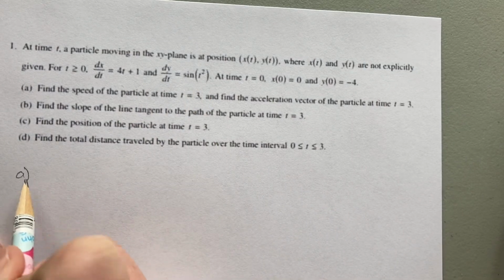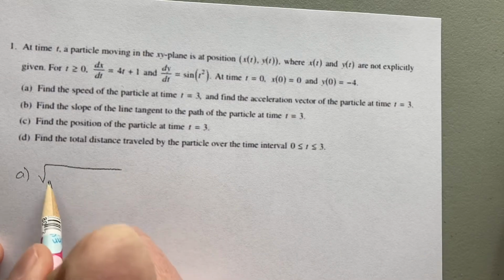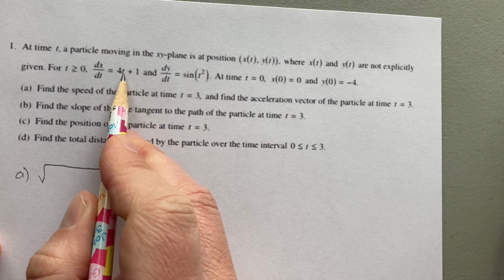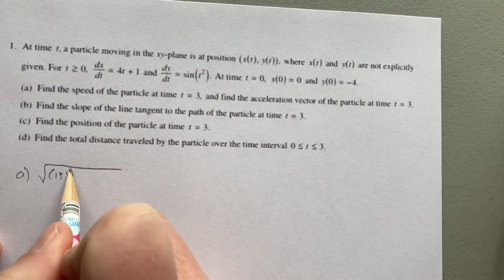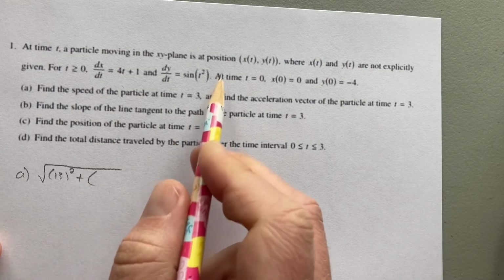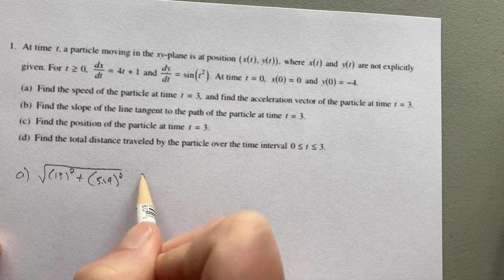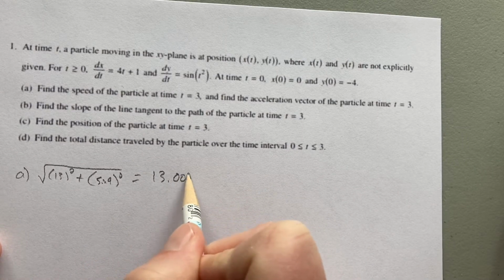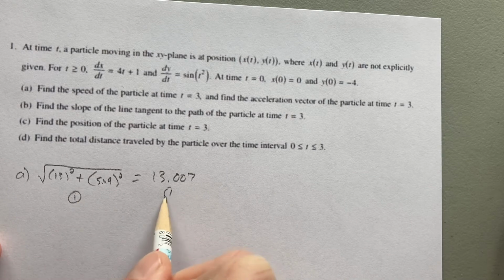So A, find the speed of the particle at t equals 3. So that speed is going to be the square root of, put 3 in for dx/dt, and that's going to be 12 plus 1, so 13 squared, plus put 3 in for t on the y, that's going to be sine of 9 squared. Put that on a calculator, and you'd get 13.007. So I think you'd get a point for that and a point for that.